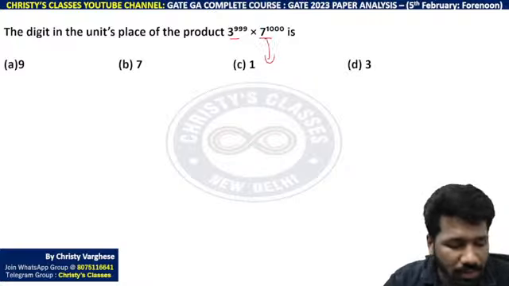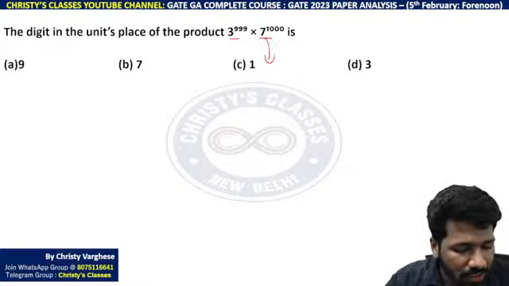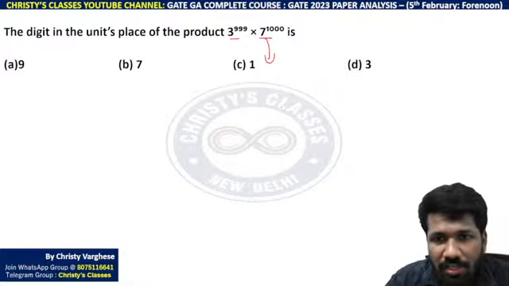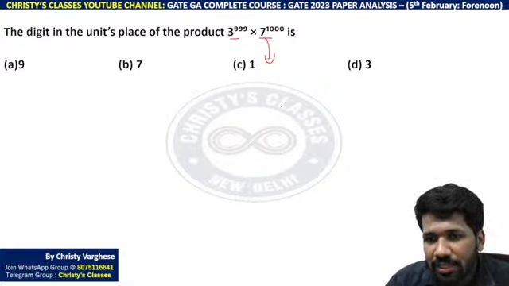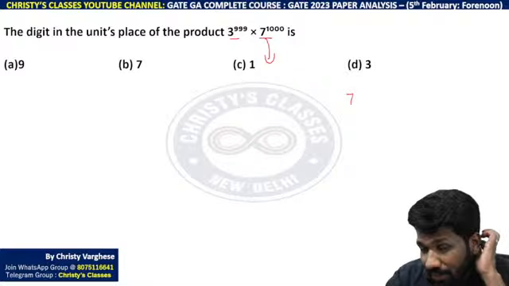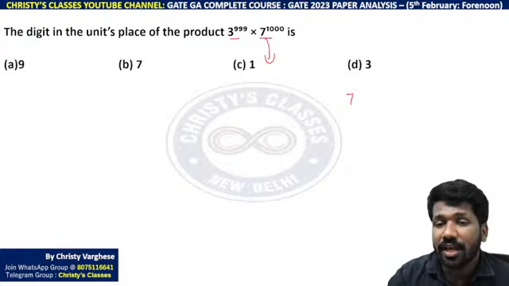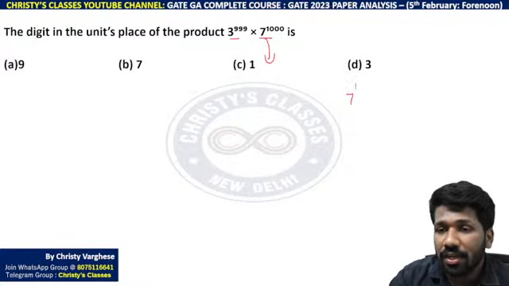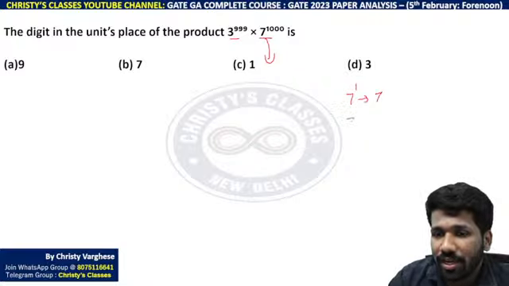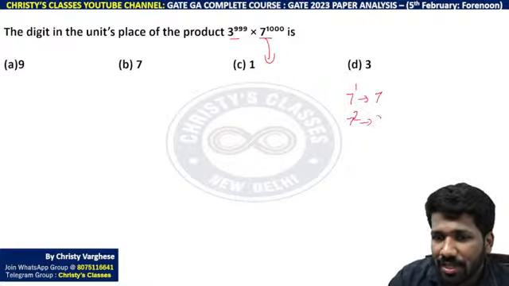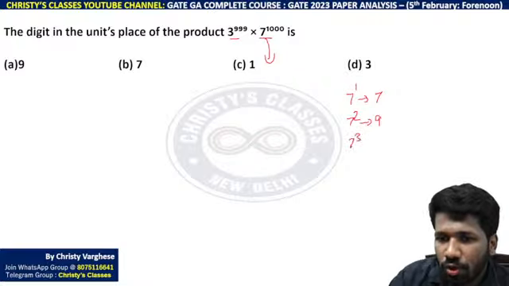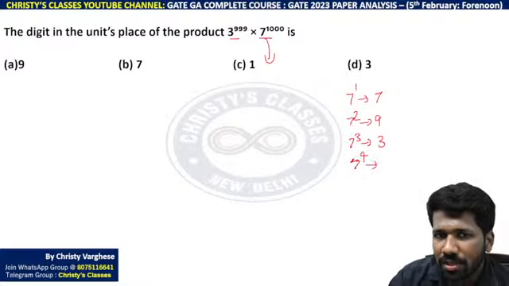Yes, 7 raised to 1000, the last digit. So what all last digits are possible for 7 raised to some power? Listen very carefully. 7 raised to 1, the last digit is 7. 7 squared is 7 into 7, 49, so the last digit will be 9. 7 cubed is 9 into 7, 63, the last digit 3. 7 raised to 4, 3 into 7 is what? 21. So last digit 1.